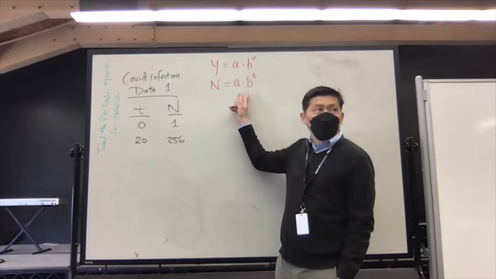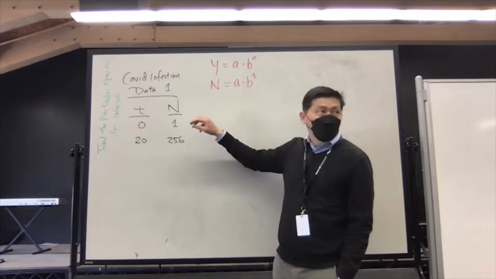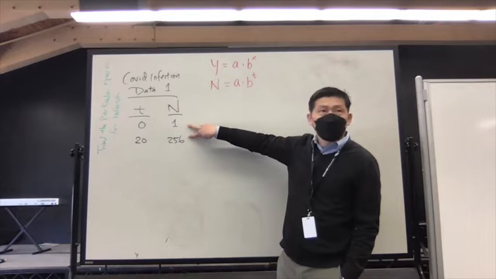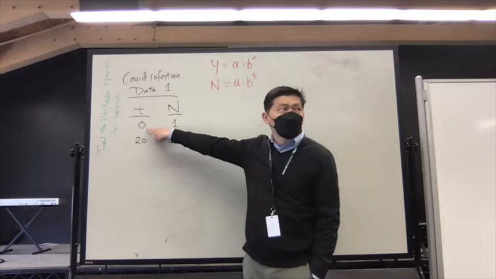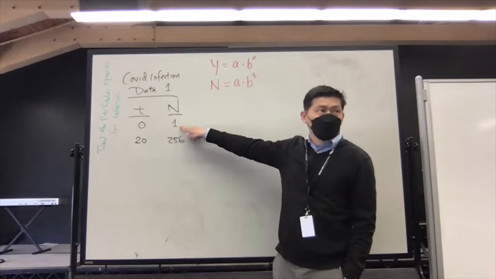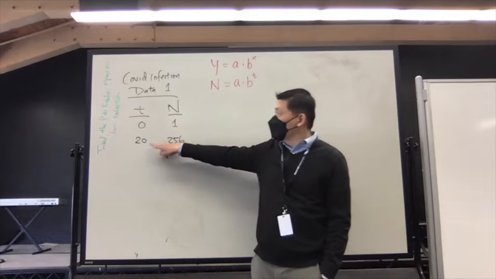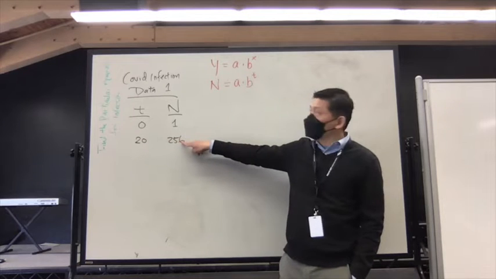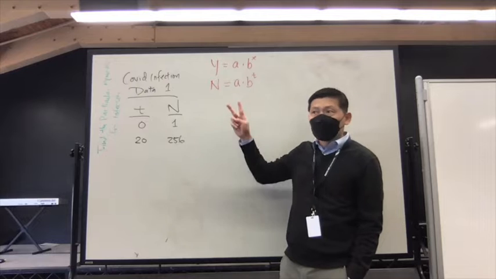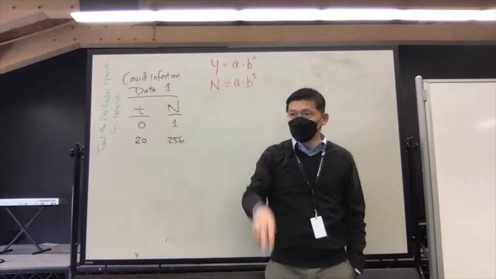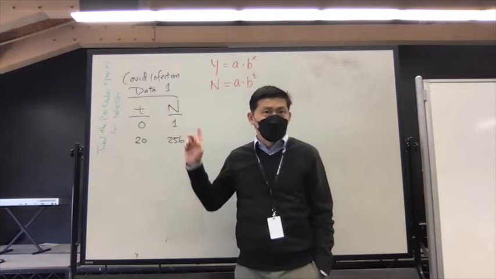But we have two unknowns. Fortunately, we have two data sets. We have one T value corresponding to one N value, another T value, another N value. With two sets of values, with two unknowns, we'll probably be able to find the two unknowns, right? So go ahead and find A and B.